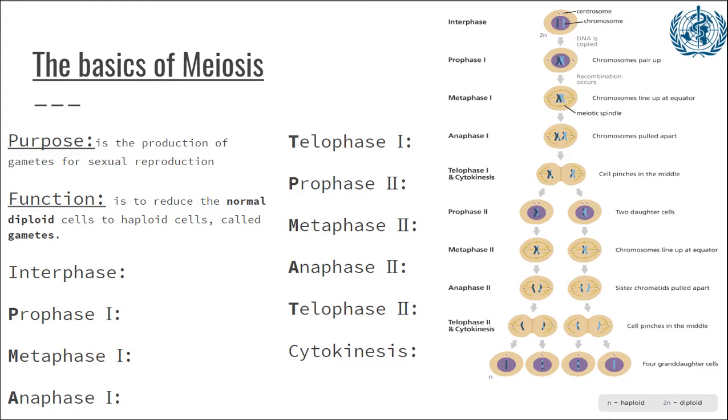After that, we have anaphase 1, the A in PMAT, where the chromosomes are torn apart by the mitotic spindle and the sister chromatids stay together.